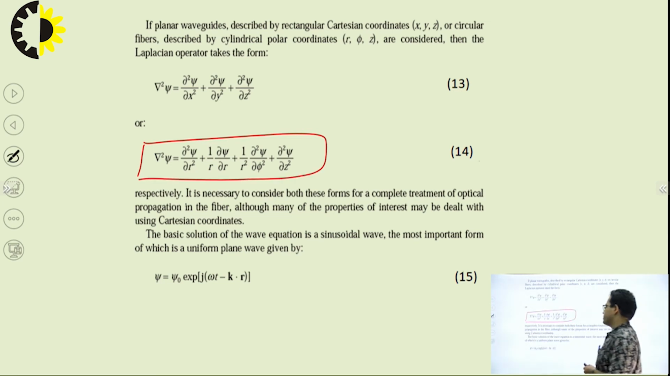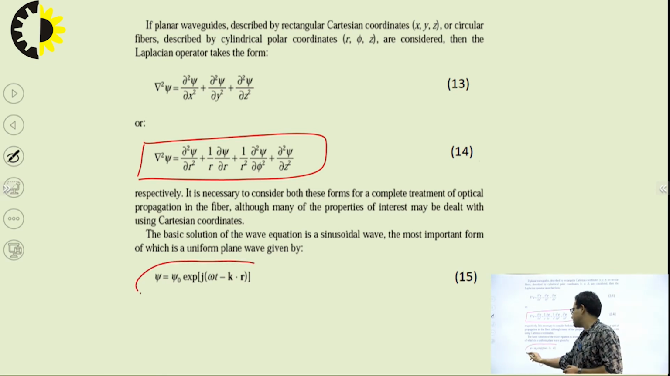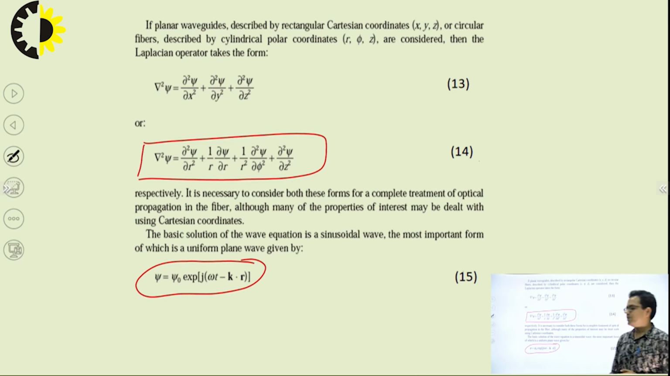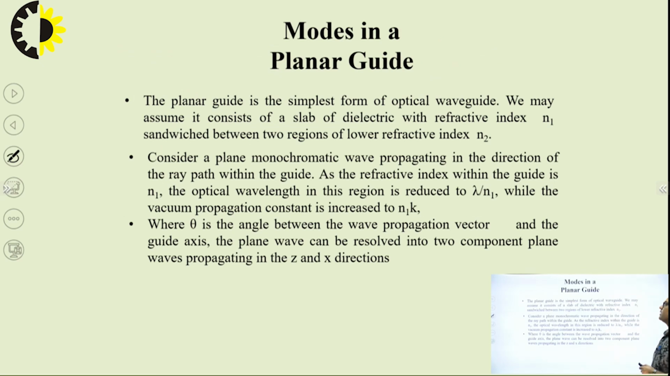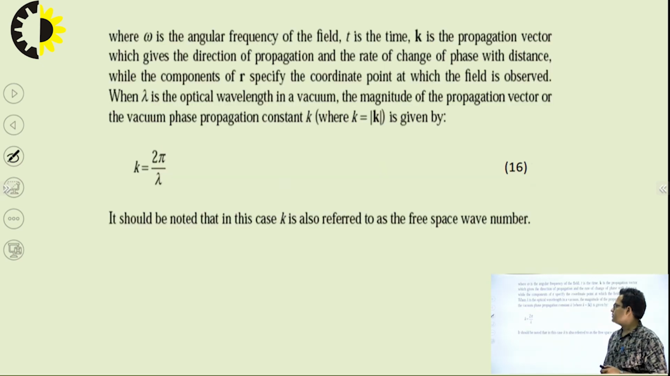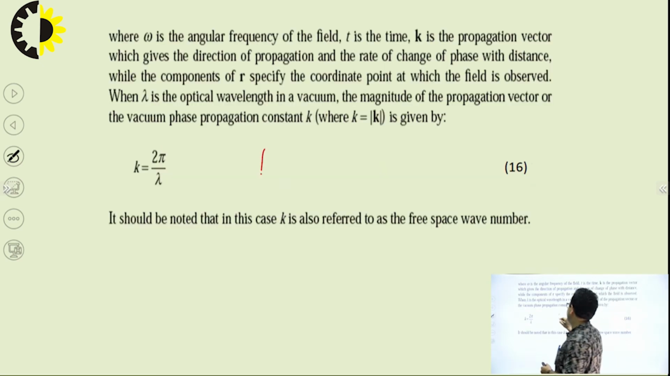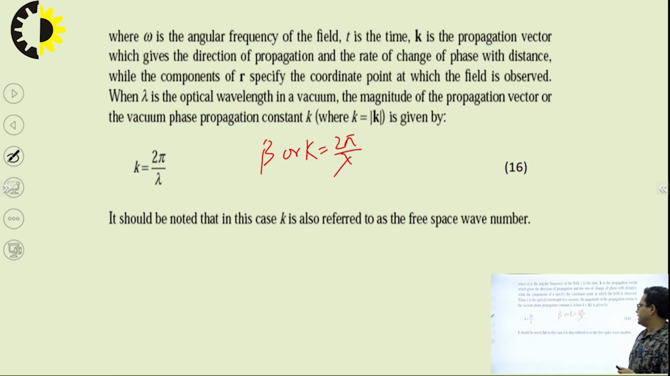After that, the basic solution of a wave equation is a sinusoidal wave, which can be expressed as psi equals psi 0 exponential of j omega t minus k r. Another thing is that the propagation constant, which is written as beta or k, can be expressed as 2 pi upon lambda, right? So this k is also referred to as the free space wave number.